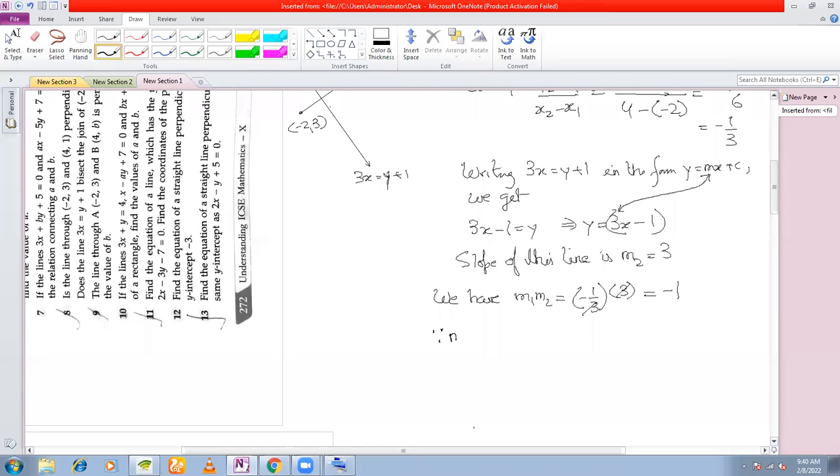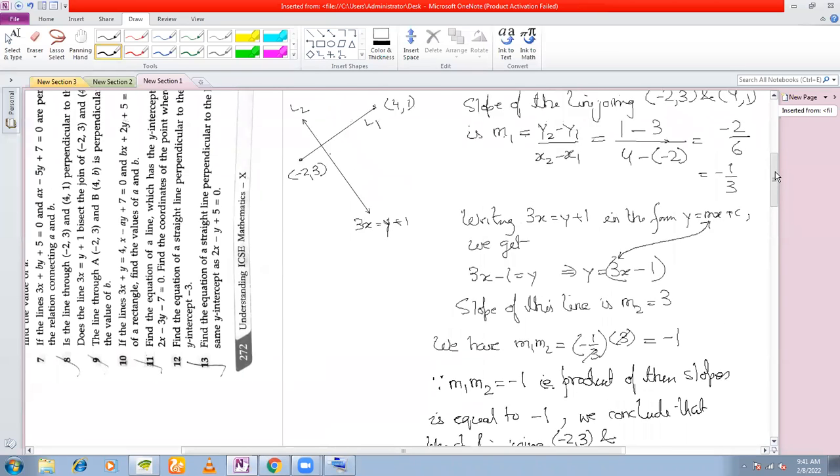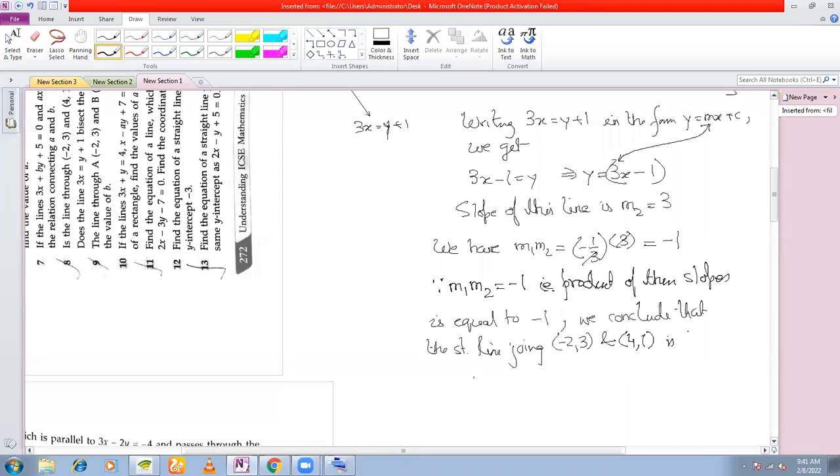So since m1 m2, that is the product of the slopes, is equal to minus 1, we conclude that the straight line joining minus 2, 3 and 4, 1 is perpendicular to the line 3x is equal to y plus 1. Okay, so that finishes this problem.